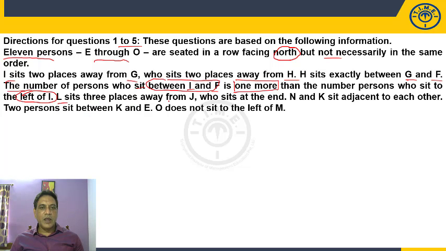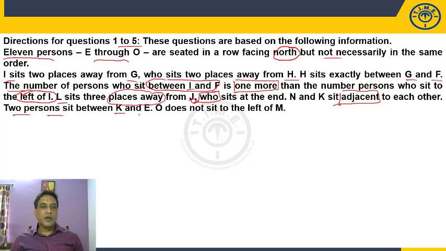L sits 3 places away from J. 3 places away, it does not tell us whether it is towards right or left. Who sits at an end? So, this word who refers to which person? It refers to J. So J is sitting at an end. Which end? Left end or right end? We are not sure. N and K sit adjacent to each other. So they should be in two adjacent positions. But again, we do not know whether N is to the left of K or right of K.